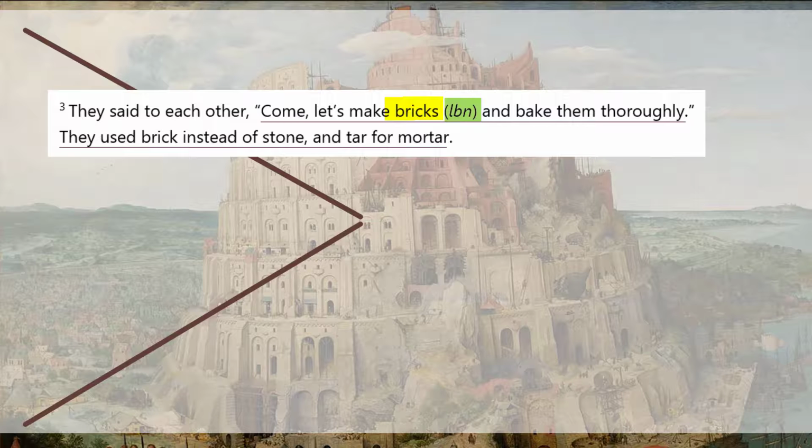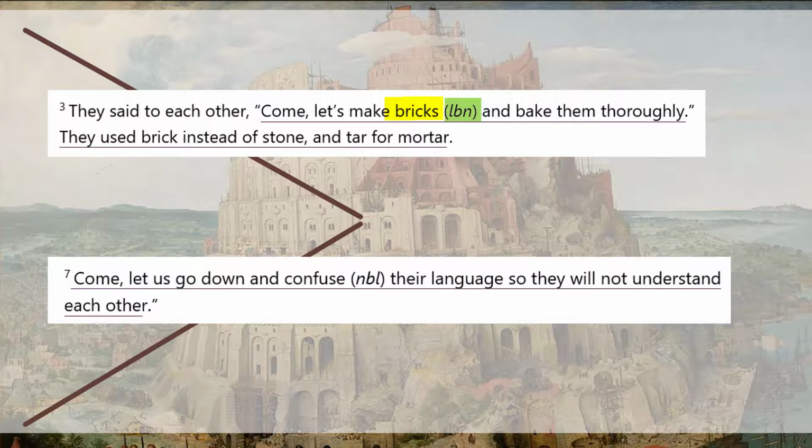And so brick is the instrument that they're using to attain their goal. And then we look down at verse 7, and there's something interesting here. Come, let us go down and confuse. And what the author did here was he spelled the word in a unique way. It's spelled with a nun on the front, an N. And so what you get is NBL. So the brick, LBN, the tool that you use to create your tower, inverts into NBL, confusion. And it's absolutely brilliant.